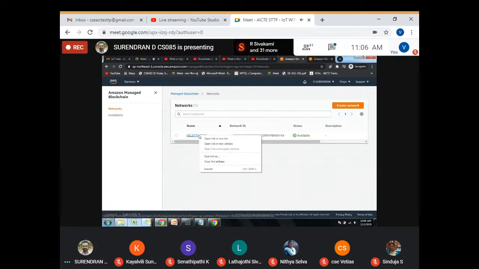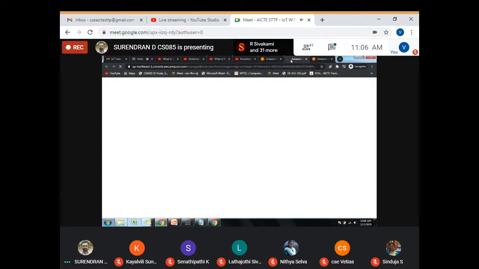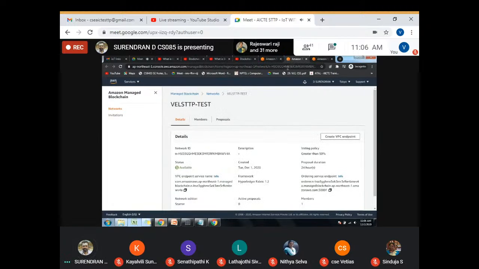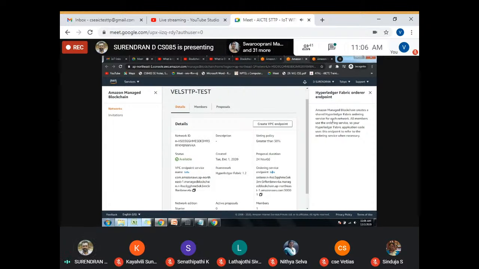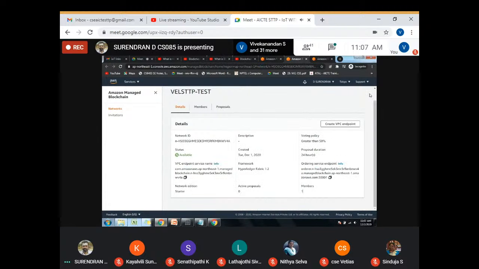So this is my communication endpoint network of my Amazon managed blockchain, right? This is my starting point right now. So it uses the framework Hyperledger Fabric. I've used the Hyperledger endpoint, right? So this is the Hyperledger Fabric order endpoint. It creates a shared Hyperledger Fabric ordering service for each network. All members use the ordering service, so your Hyperledger Fabric application code uses the endpoint to refer to the ordering service when necessary. Right now, here I have set the voting policy.